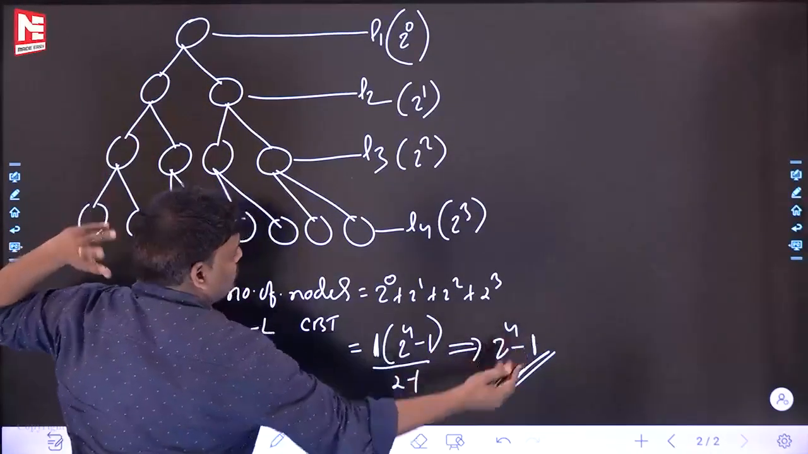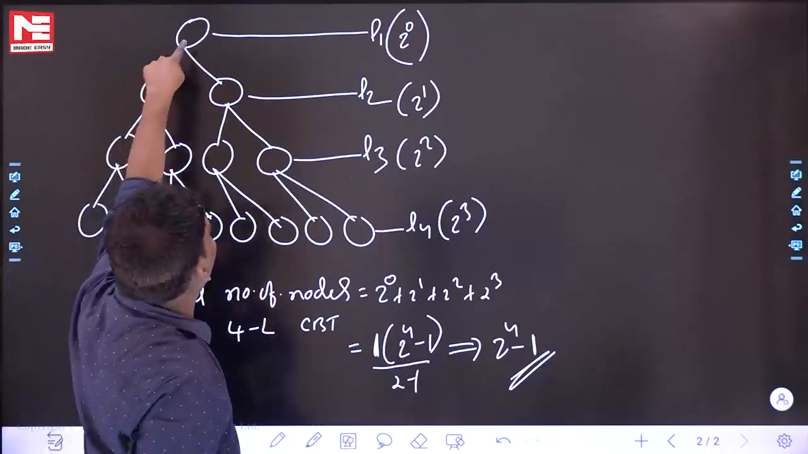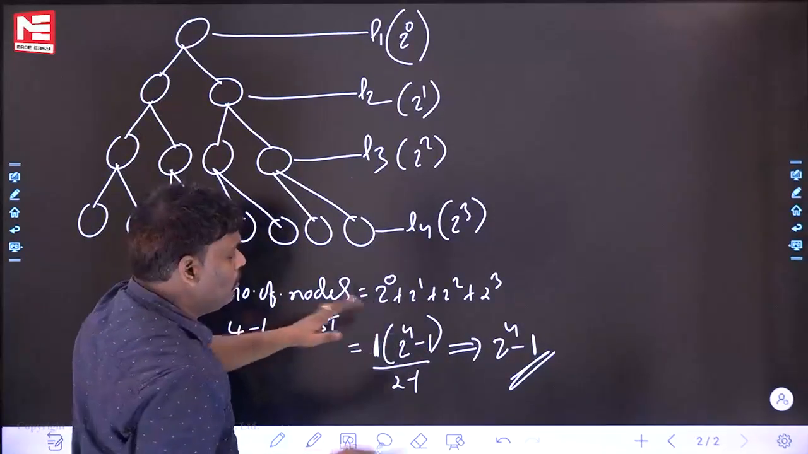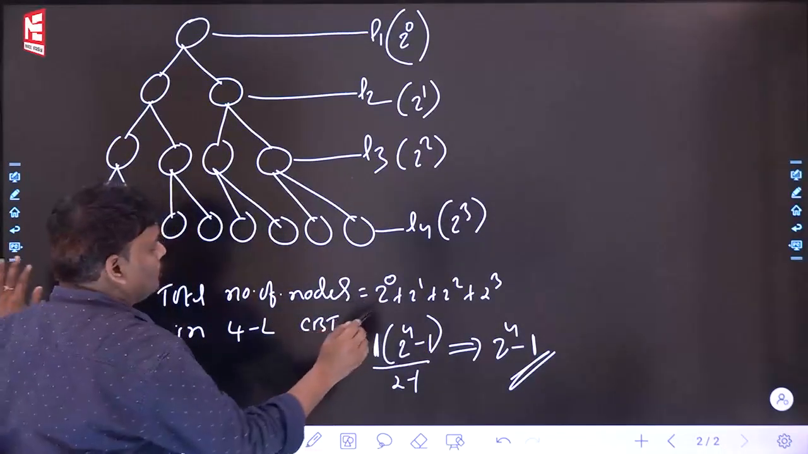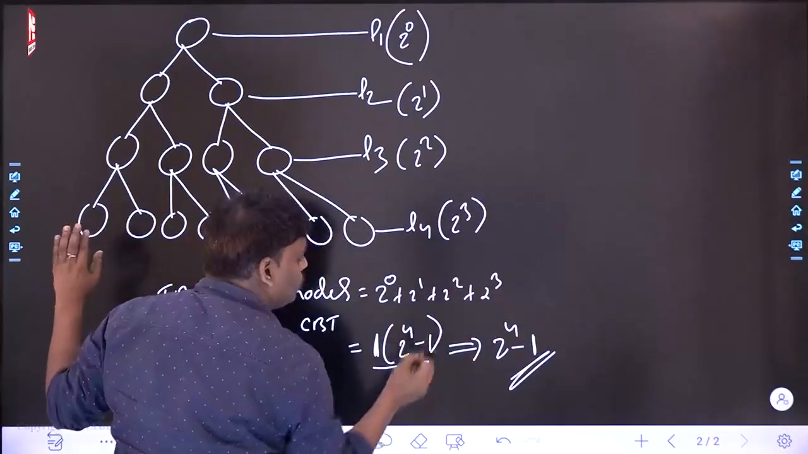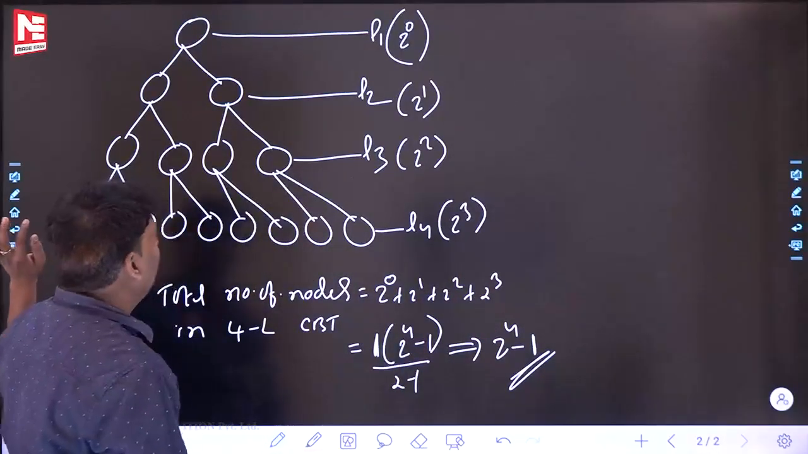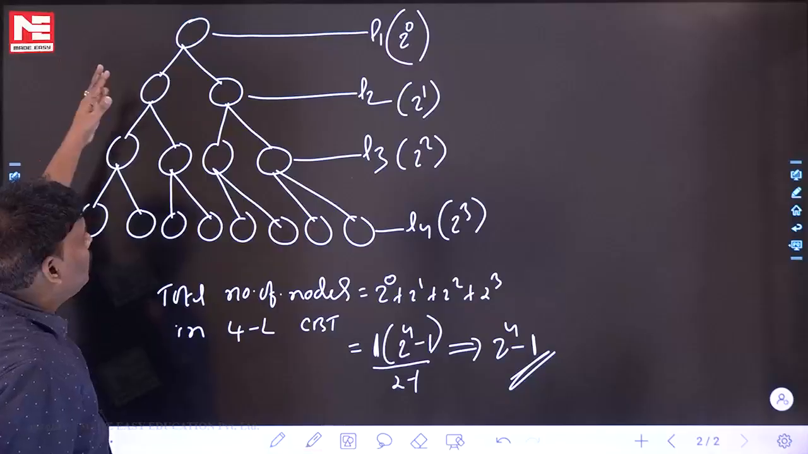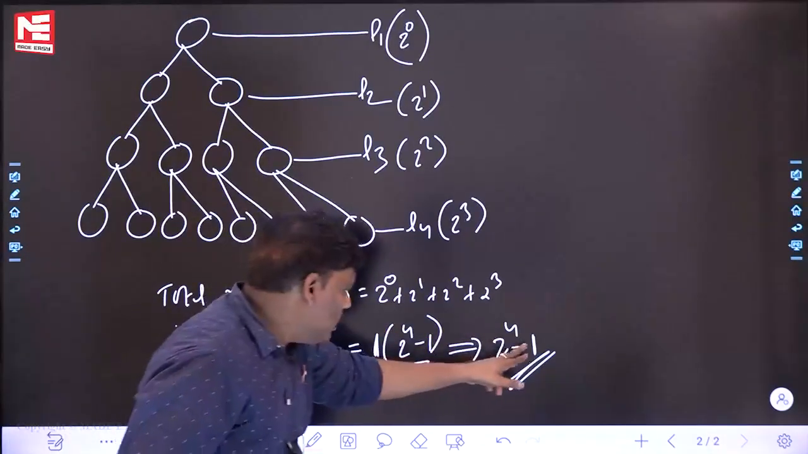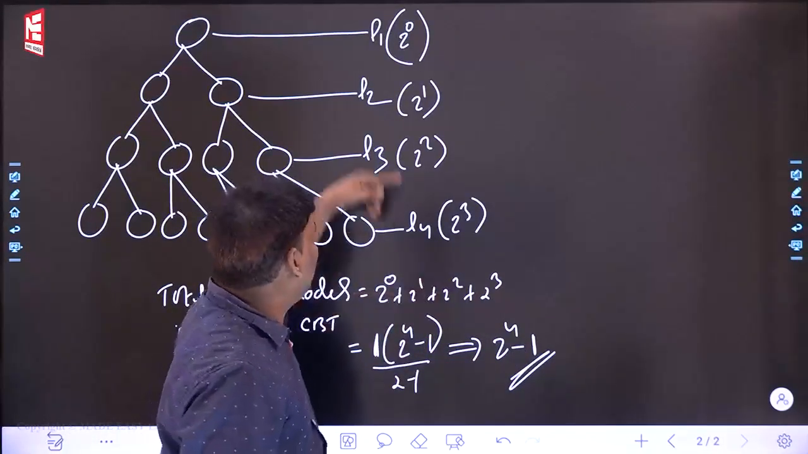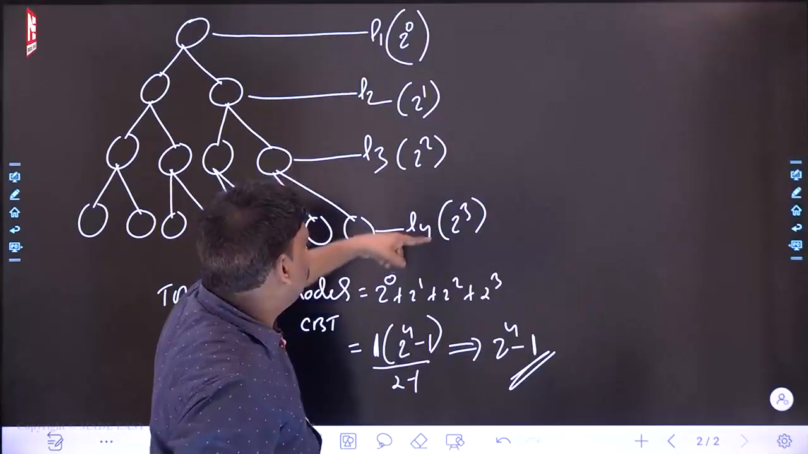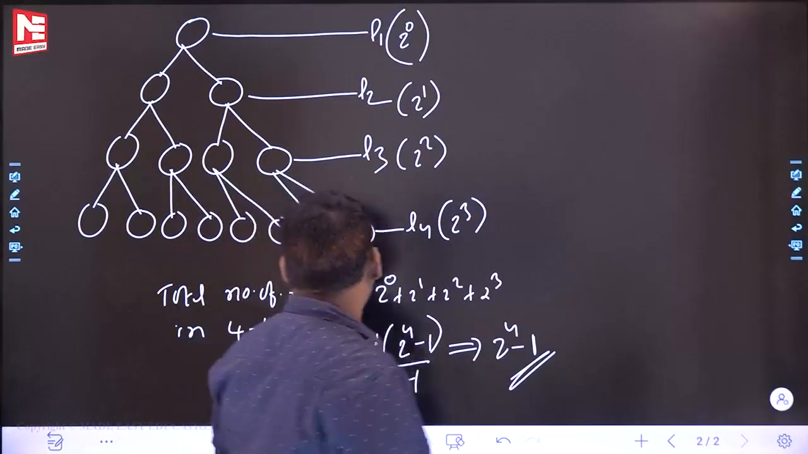2 power 4 minus 1. Why minus 1? First level, only one node there, that may be the minus 1. But the actual thing is, if you solve this series, you will get this formula. A 4 level complete binary tree contains 2 power 4 minus 1. How did this formula come? From this. I am thinking you are absolutely fine.